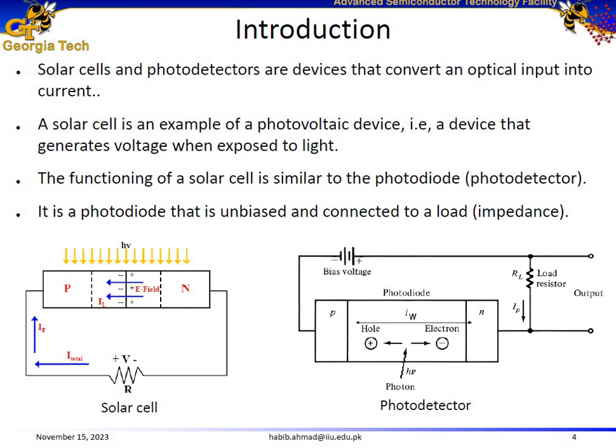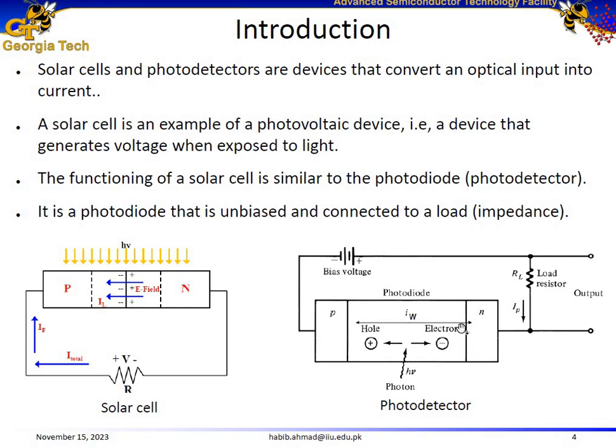For example, for communication purposes, or for fire alarm, or for other medical applications, quality analysis of different kinds of oils and that kind of stuff. So the goal of a photodetector is to sense or detect light. We don't need to bias a solar cell, but in case of a photodetector, some configurations do require biasing.